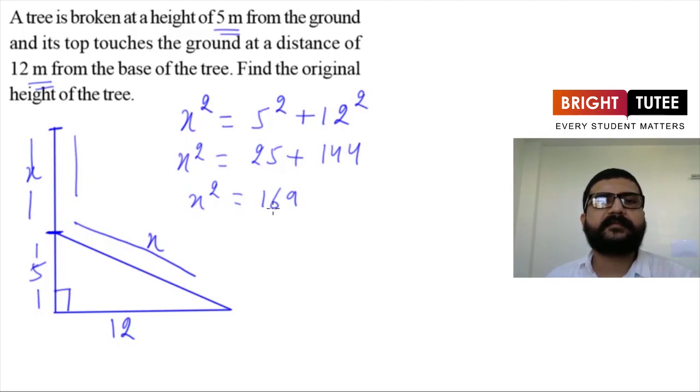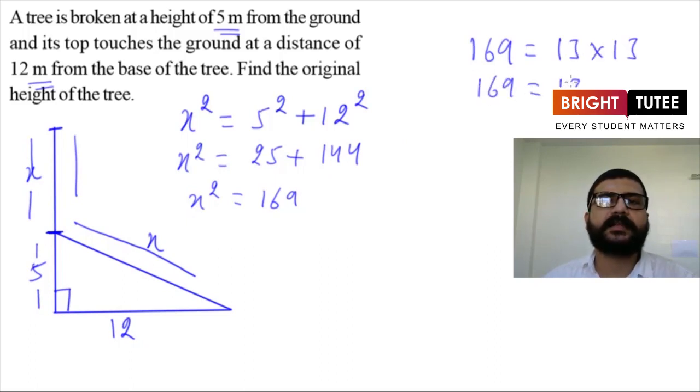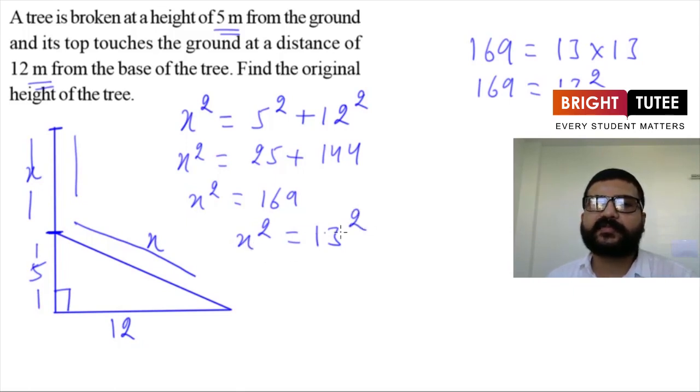Now we know that 169 is equal to 13 into 13. Now which is 169 is equal to 13 square. Now from here we will get x square is equal to 13 square. Now if x square is equal to 13 square, what will be the value of x? It will be 13.